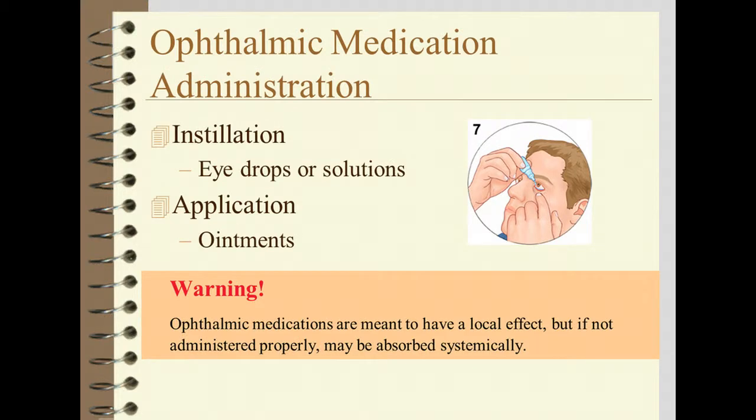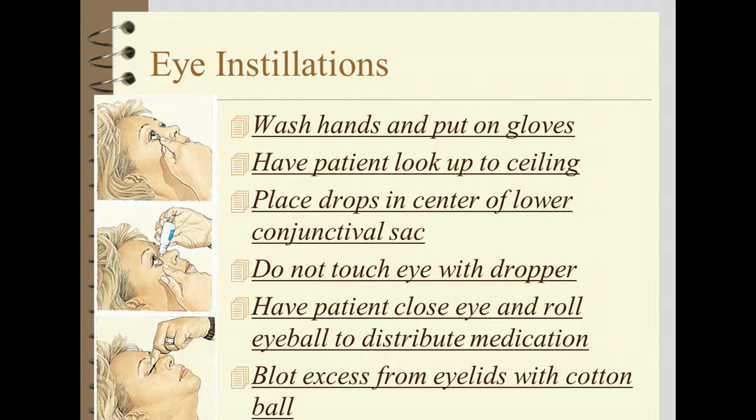On this slide, we're looking at ophthalmic medication administration. Remember that ophthalmic medications are meant to have a local effect, but if not administered properly, they can be absorbed systemically. Also, you do not put drops onto the cornea because this is a very sensitive spot, or can be a sensitive spot due to increased nerves. And we're going to look at this in the next slide. So we're going to look at that, eye installations.